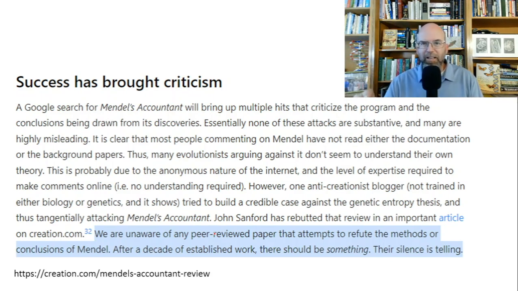Now, once again, he's going to make this very, I think, strong statement. "We are unaware of any peer-reviewed paper that attempts to refute the methods and conclusions of Mendel. After a decade of established work, there should be something. Their silence is telling." All right? So he's claiming there hasn't been any peer-reviewed response to Mendel's accountant. The only responses have been from people on blogs and on the internet, on chat groups and so forth, who have said things about Mendel's account, but nobody has stepped up to the plate, right?